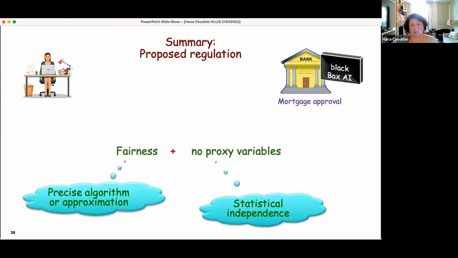Right, so the proposed regulation, in summary, will have fairness, for which we have a precise algorithm that is going to be complete, or an approximation, and statistical independence for proxy variables. And this together should be sufficient for certification of a system as fair and non-discriminatory.